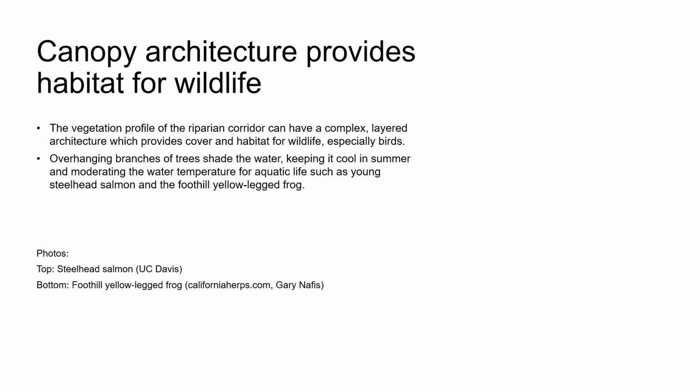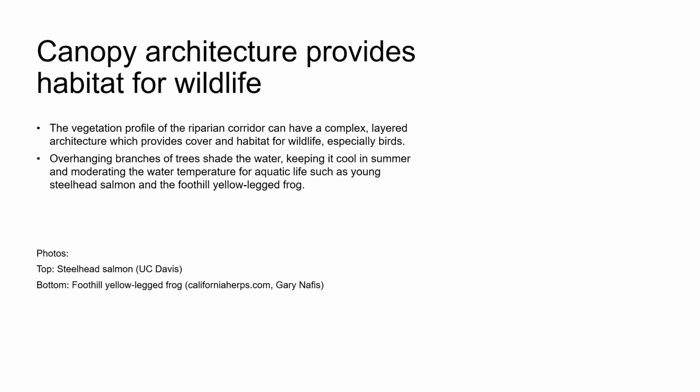So combined, these different vegetation zones of the riparian corridor create a complex, layered architecture which provides a wealth of habitat for wildlife, especially for birds. In a separate unit, we'll talk about how we can use this as inspiration for wildlife-friendly cultivated landscapes. The impact of the vegetation cover along the riparian corridor isn't limited just to terrestrial wildlife, though. It also has an impact on aquatic life.